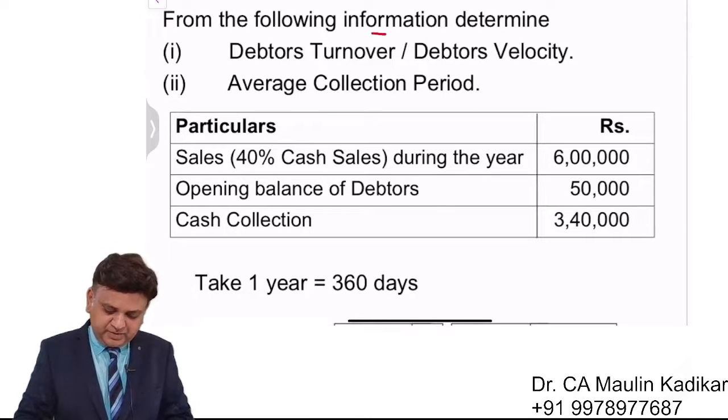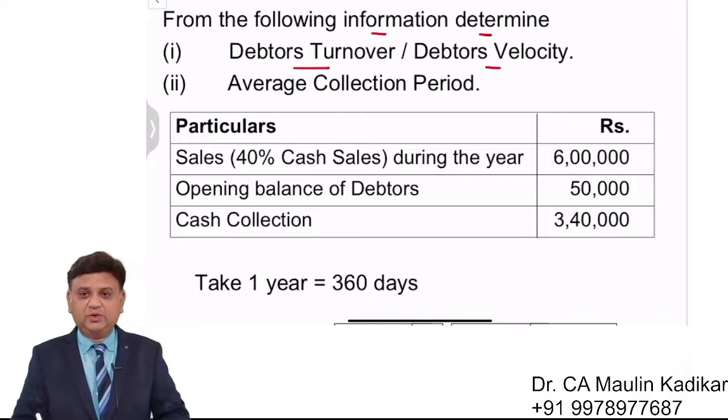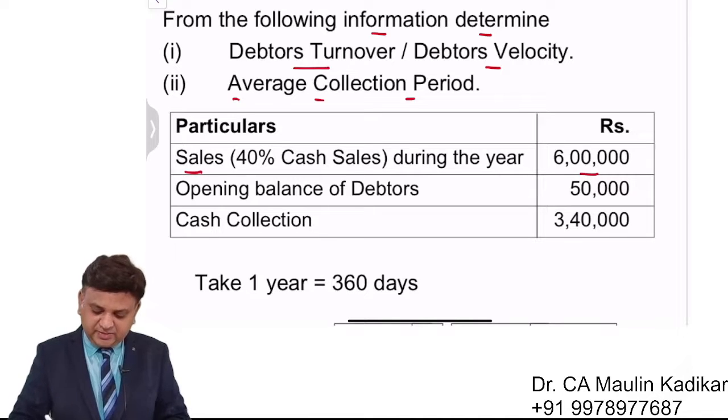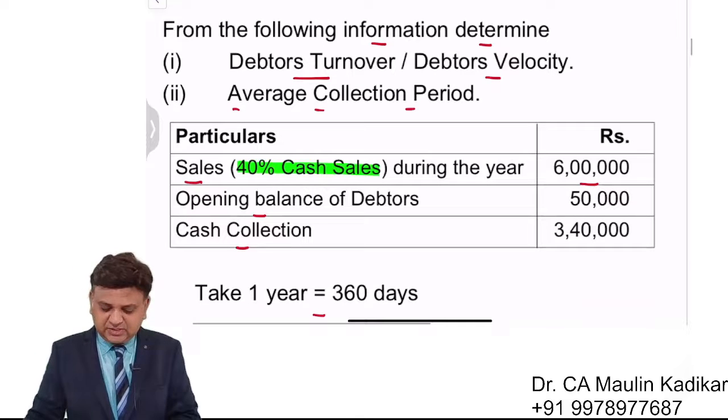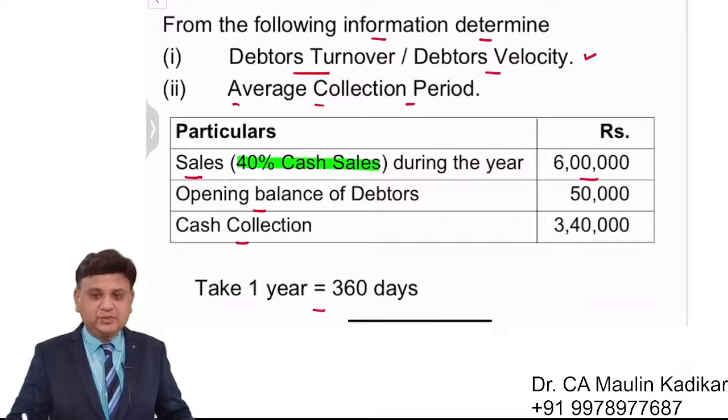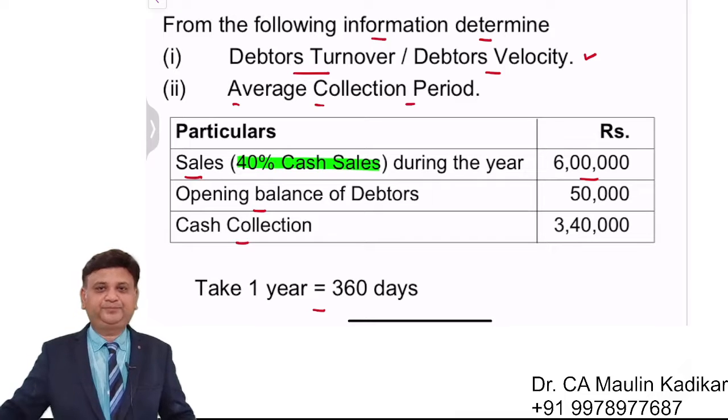From the following information, determine the debtors' turnover ratio, also known as debtors' velocity, and the average collection period. Sales of the company is 6 lakhs and 40% of the sales is cash. Opening balance of the debtors is given, cash collection is given, and 1 year consists of 360 days. I request you to give the answer for the first question in the chat box.